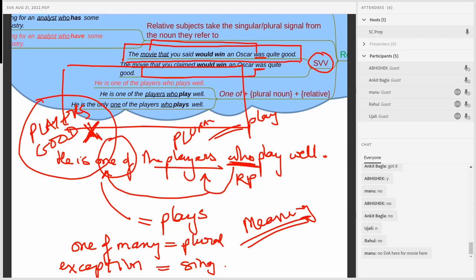Quick check. Are we comfortable with this or not sure? Perfect. And also Abhishek? Yeah. Excellent.